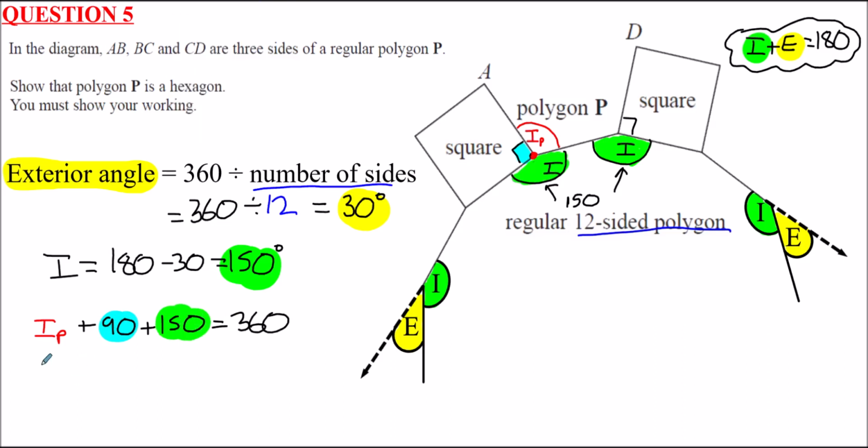So we can now simplify this. 90 plus 150 is 240. So IP plus 240 equals 360. Therefore, we can take away 240 from both sides to work out what the interior angle of this polygon is. The interior angle of polygon P must be 360 take away 240, which is 120 degrees. So therefore, we can work out the exterior angle of polygon P.